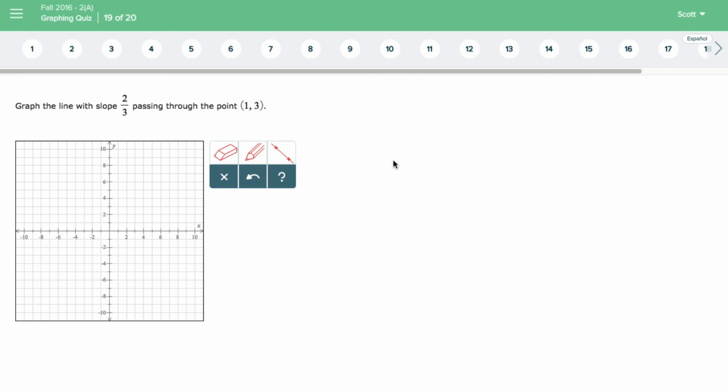Number 19, this type of question deals with another point that's not 0, 0. Well, you're going to treat it exactly the same. So my starting point is 1, 3. Remember, x, y. Now from here, I'm going up 2 and over 3. Up 1, 2, over 1, 2, 3. Just like that. And then I connect my points. There's my line.